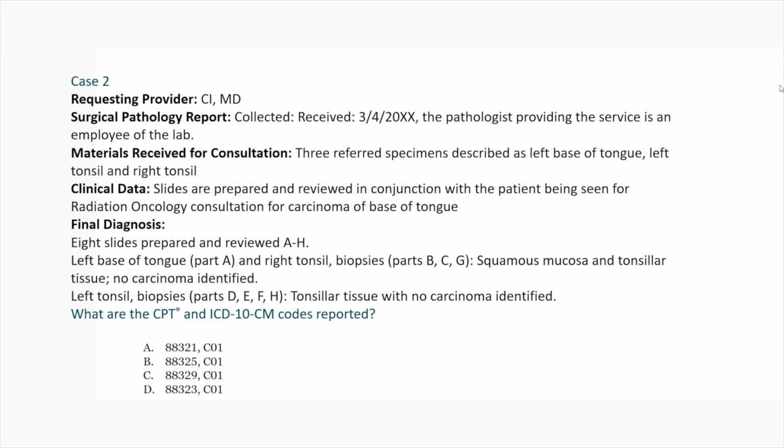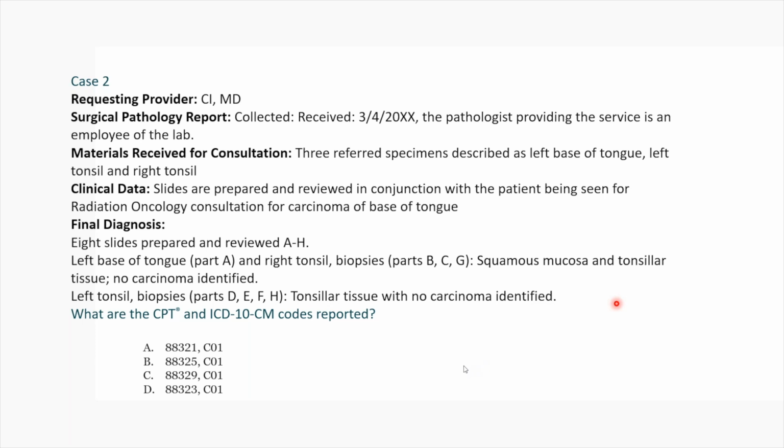Okay, coders, what are the CPT and ICD-10-CM codes reported? A, 88321 C01. B, 88325 C01. C, 88329 C01. D, 88323 C01. Case 2, requesting provider: CIMD.